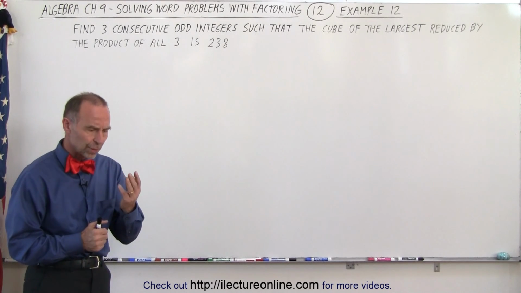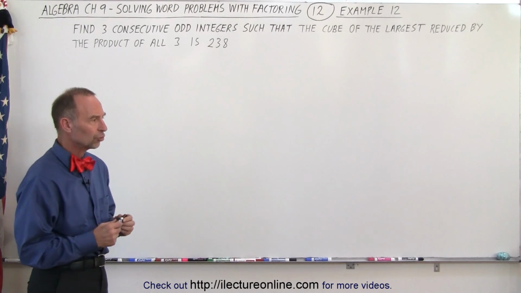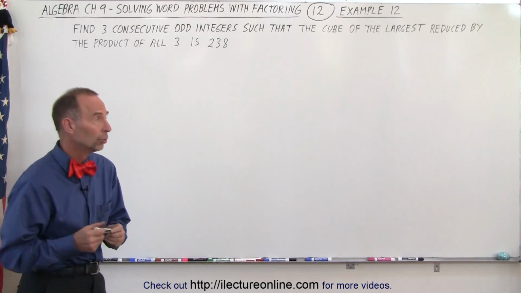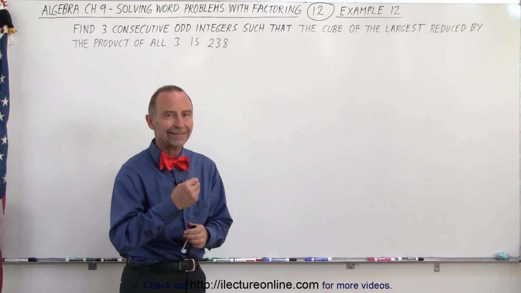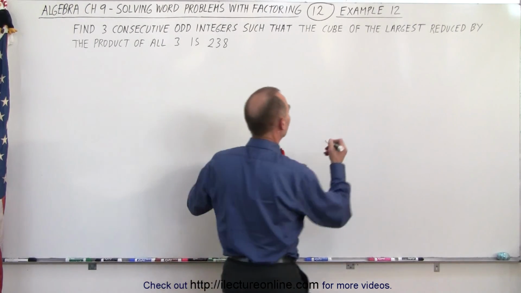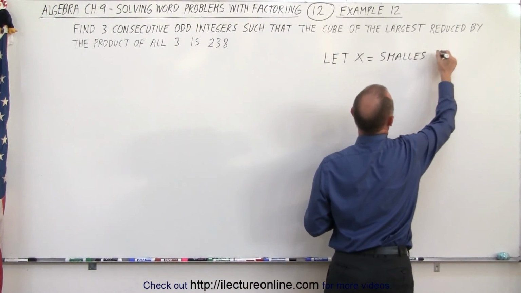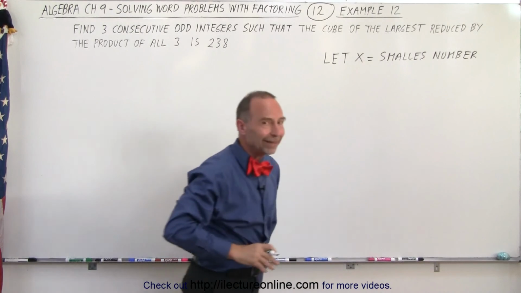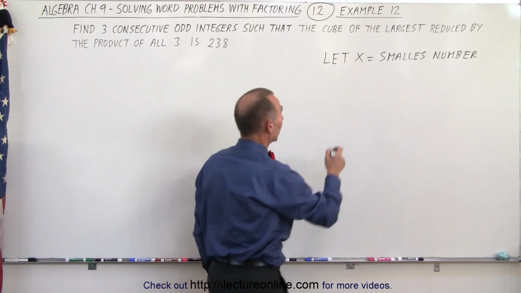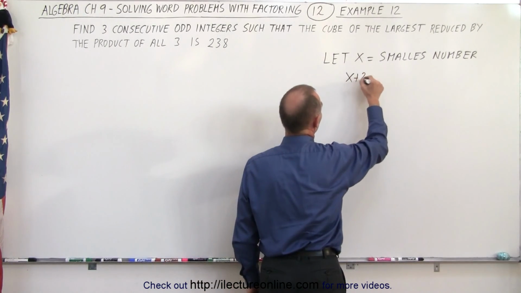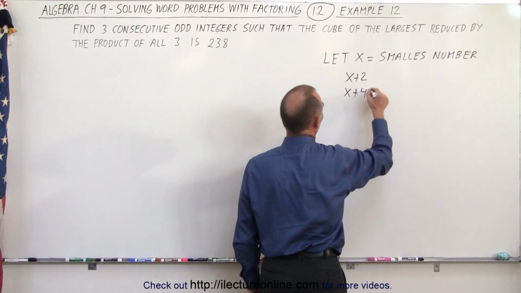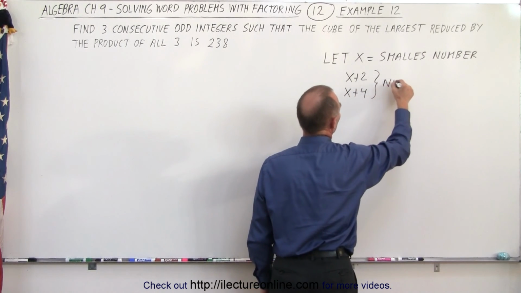All right, so we have 3 consecutive odd integers. That means they differ by 2. And it's always a good idea to let x equal the smallest of the numbers. So let's do that. Which means that the next 2 numbers will be equal to x plus 2 and x plus 4. So those are the next 2 numbers.